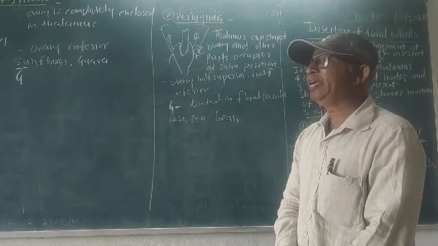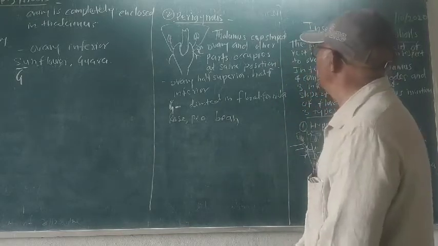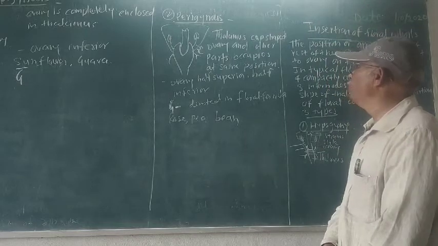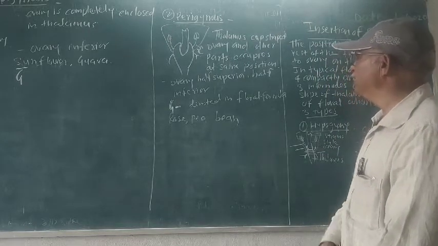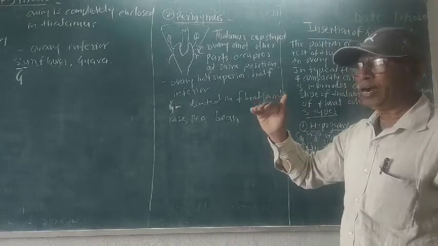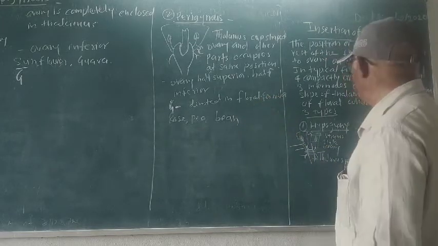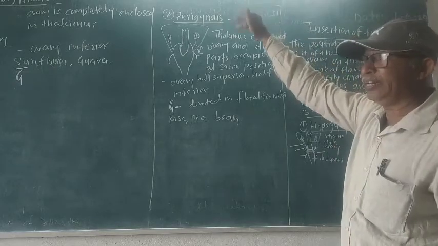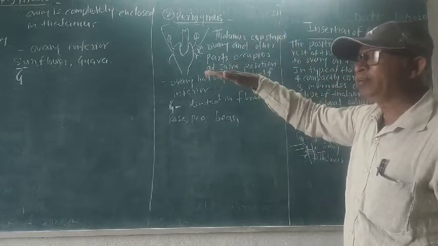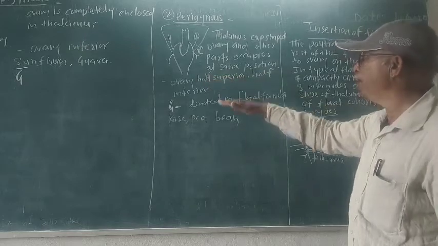Flower is perigynous. Here the thalamus is cup shaped, and the ovary and other parts occupy the same position. Ovary is half superior, half inferior. How is it different from hypogyny? In hypogyny, the ovary is superior, at the top position. Here the ovary is at an intermediate position, half superior, half inferior.